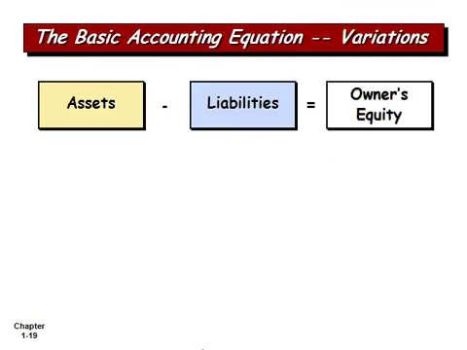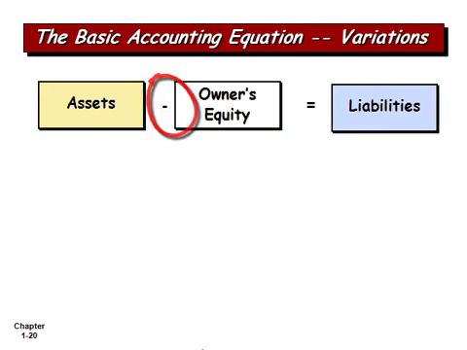So here's a variation of the equation. Earlier it was assets equals liabilities plus owner's equity. Here it's assets minus liabilities equals owner's equity. So we've manipulated that equation a little bit. Here's another variation. Assets minus owner's equity equals liabilities. So again, another manipulation. You'll get to use all of these as we go along in accounting. It's helpful to solve different kinds of accounting issues or different homework problems.